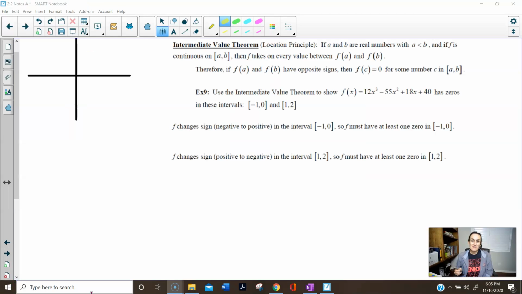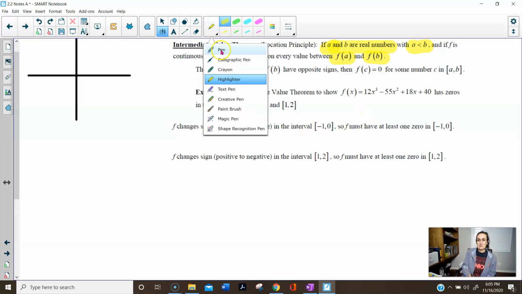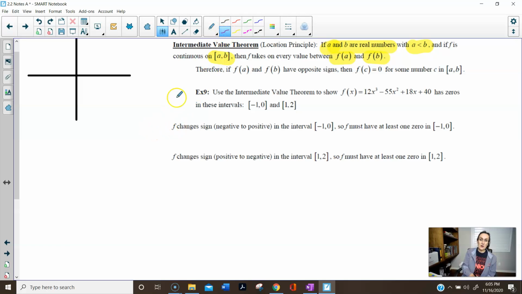So the intermediate value theorem is going to help us find the zeros. How this works is it says if A and B are real numbers and A is less than B, and if F is continuous on A to B, then F takes on every value between F of A and F of B. So let's just pretend, here we go, what this means.